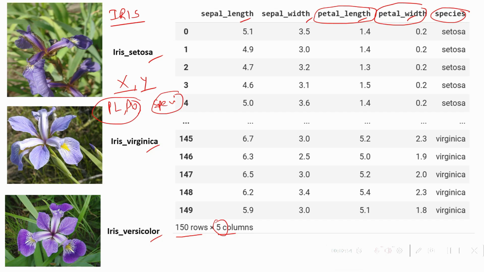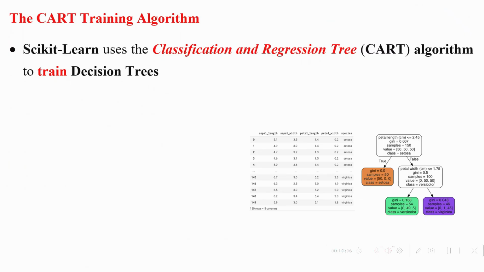Based on this information, we are constructing the decision tree with the help of the CART algorithm. CART is the classification and regression tree algorithm, based on the Gini index value. Here scikit-learn uses the CART algorithm to train the decision tree. The features are petal length and petal width, and the corresponding class labels Y are setosa, versicolor, and virginica.